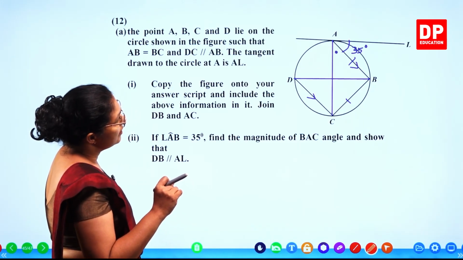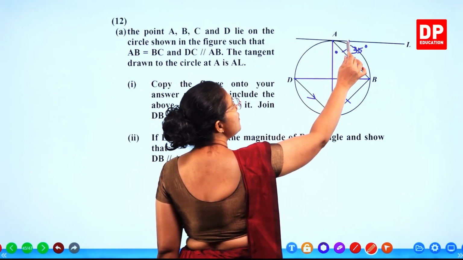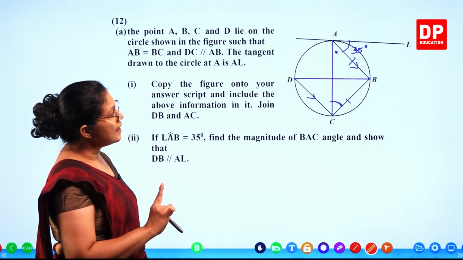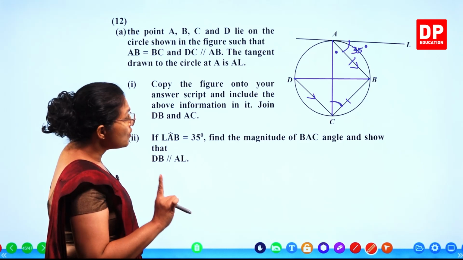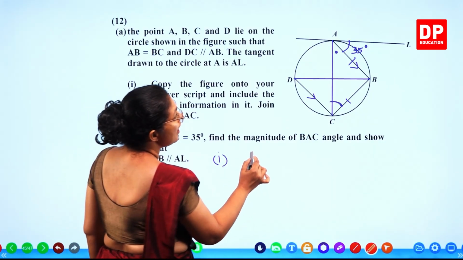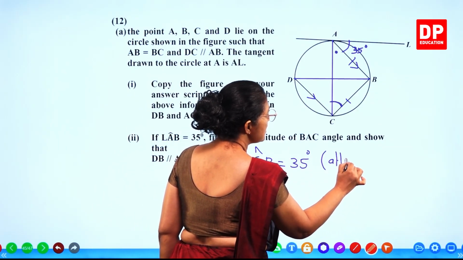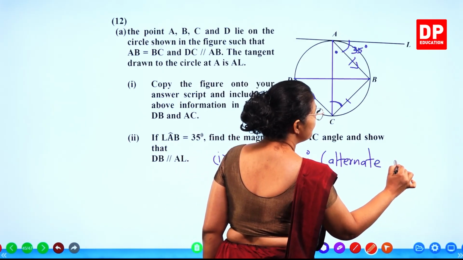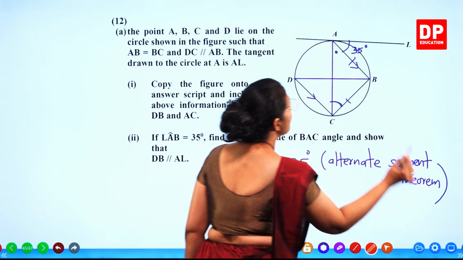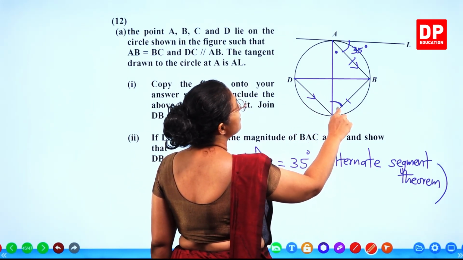How are we finding that? Here, if this is 35, what is this angle? That's also 35. What's the theorem? Alternate segment theorem. So first we can write down angle ACB is 35. Why? Alternate segment theorem. What is the alternate segment theorem? The angle between the tangent and the chord is equal to the opposite segment angle. So this is 35.